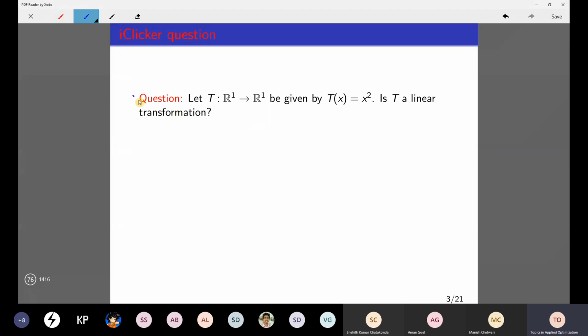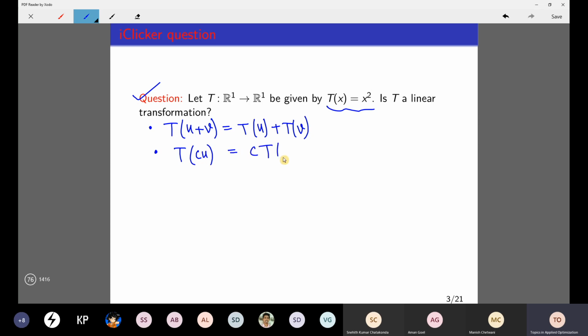Now another question: can you verify whether this is a linear transformation or not? You must recall what you are supposed to do. T of u plus v must be T of u plus T of v. That's the first point. And the second point is T of cu for any u is c times T of u. So whether this will be satisfied for all u and v and all c, that's what you have to check here.